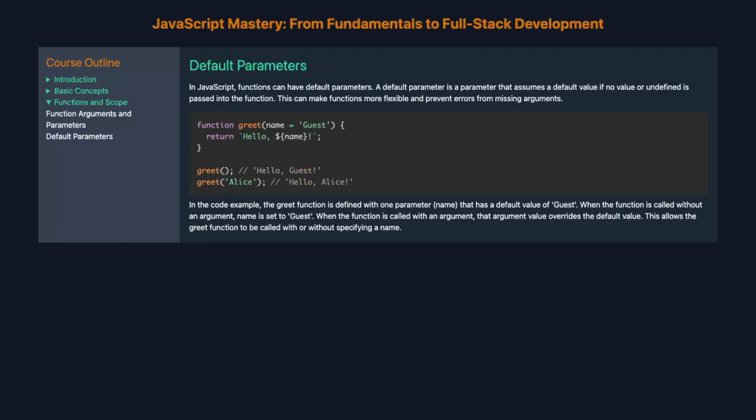Default parameters. In JavaScript, functions can have default parameters. A default parameter is a parameter that assumes a default value if no value or undefined is passed into the function. This can make functions more flexible and prevent errors from missing arguments. In the code example, the greet function is defined with one parameter, name, that has a default value of guest. When the function is called without an argument, name is set to guest. When the function is called with an argument, that argument value overrides the default value. This allows the greet function to be called with or without specifying a name.